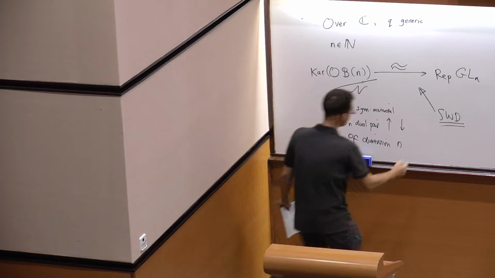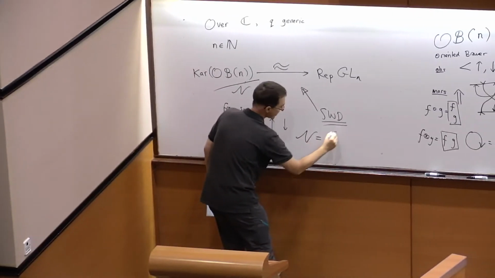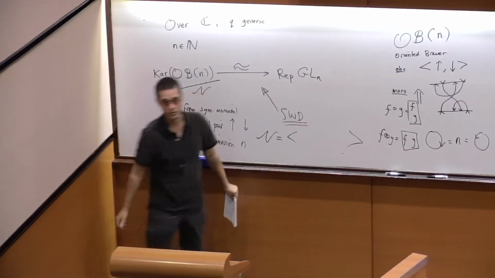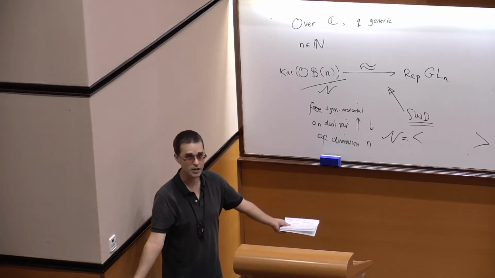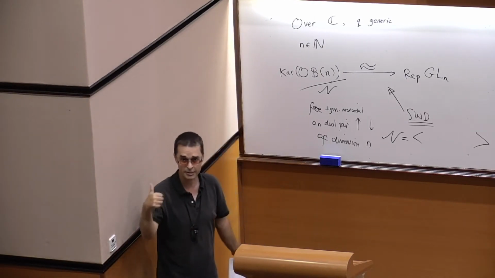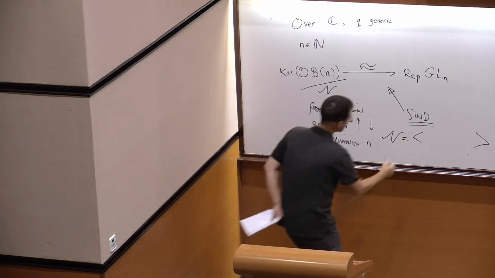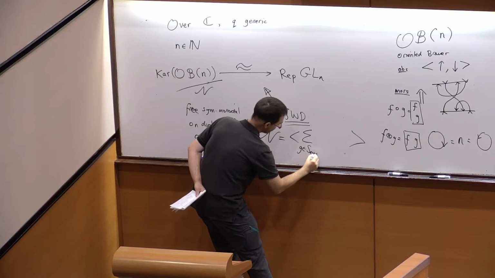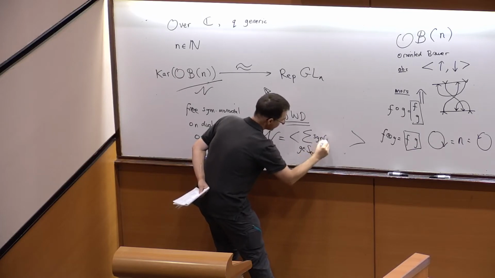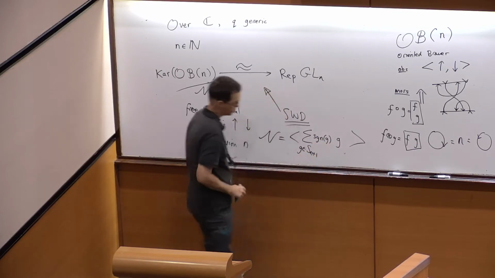And in fact, you can do a little bit better. This tensor ideal of negligible morphisms can be generated. It's rather hard from that point of view to say exactly what this is, but it's generated by a very simple element. If you just take the sum over all permutations g of n plus 1, sign of g.